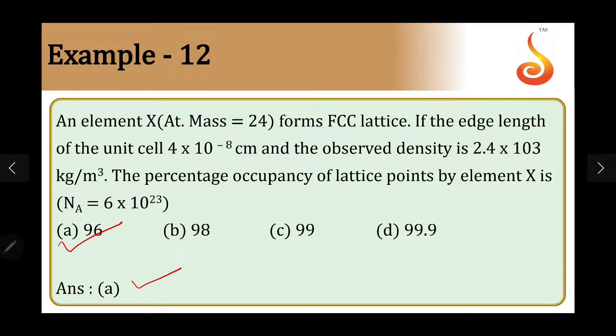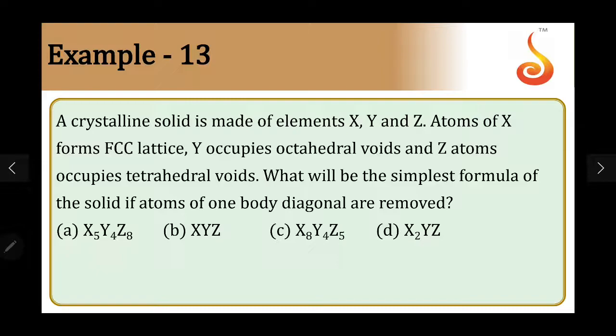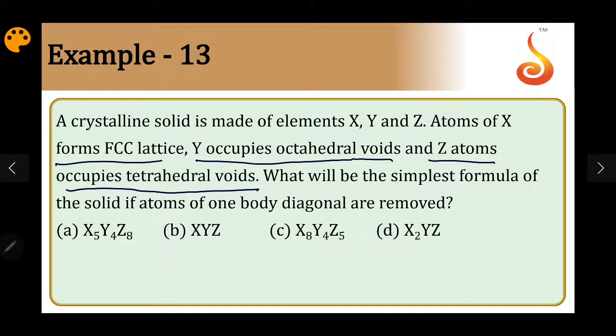Example 13. A crystalline compound is made of X, Y and Z. Atoms of X take the FCC lattice, Y occupies octahedral voids and Z will take tetrahedral voids. What is the simplest formula of the solid if all atoms along one body diagonal are removed? Okay. So first we'll find out what the formula is without anything being removed.